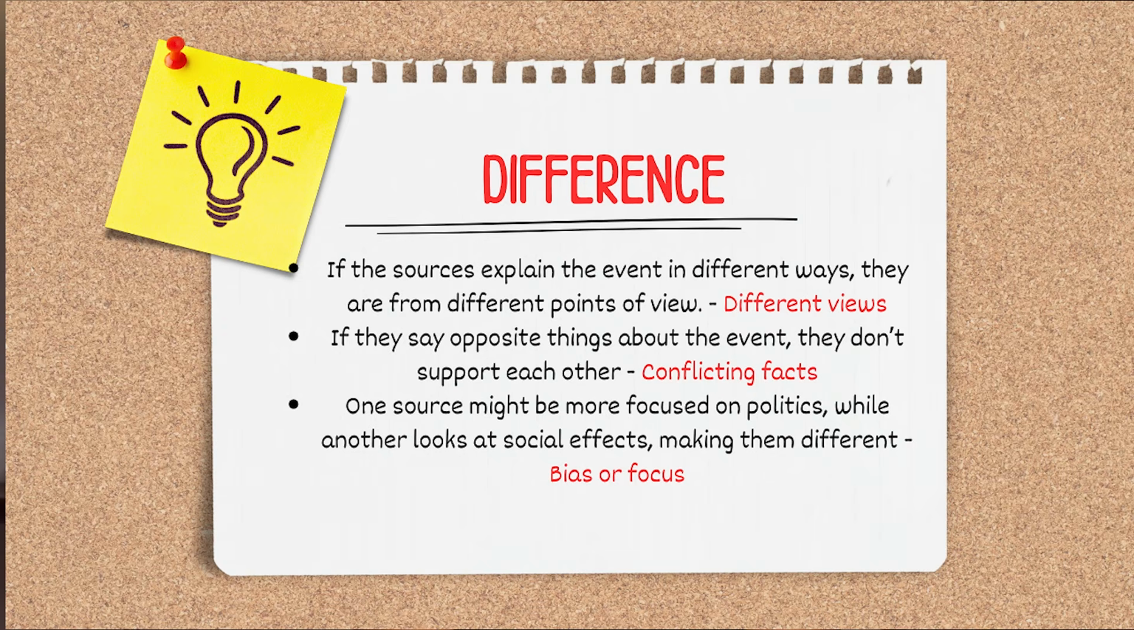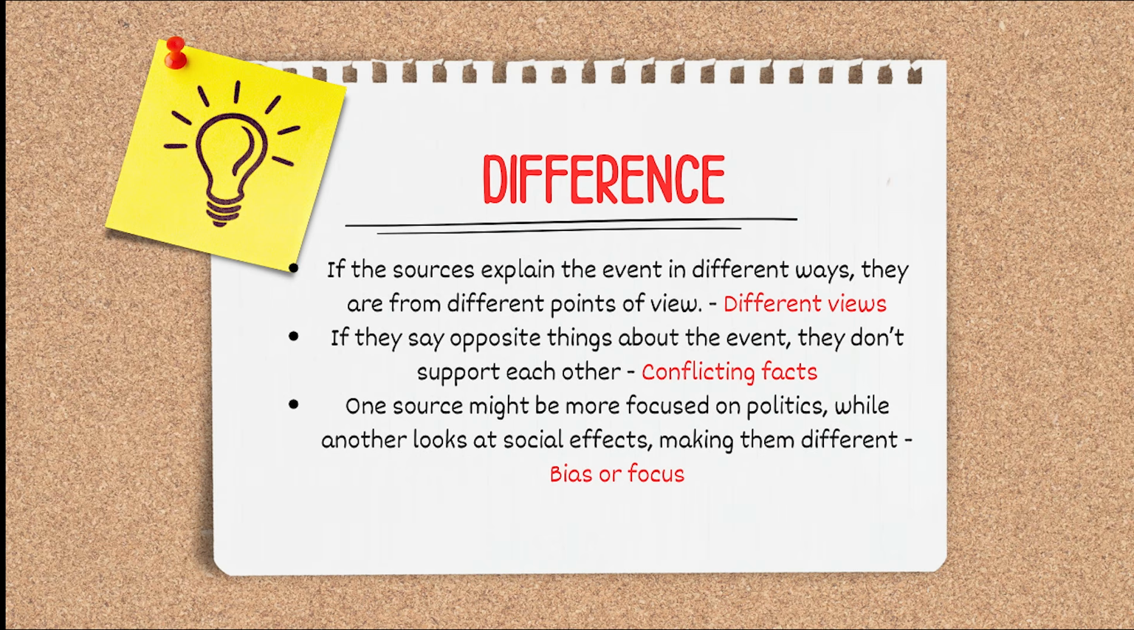Let me read from my notes. How do you know if 2 sources differ, how do you know the difference between 2 sources? Different views. If the sources explain an event in different ways, they are from different points of view. If the sources are talking about the same thing but differently, then that means these 2 sources, they are different. Secondly, if they have conflicting facts, if 2 sources talk opposite things about the same event, then this means that these 2 sources are different.